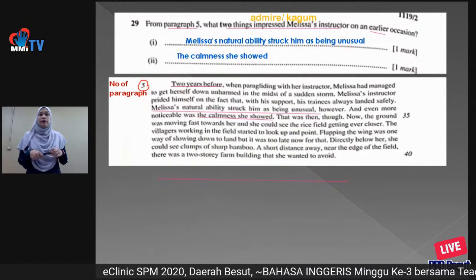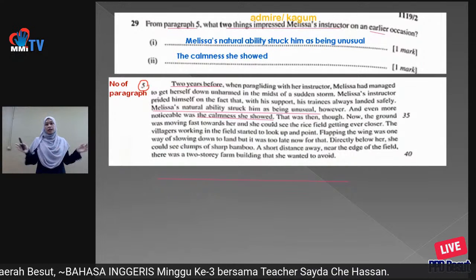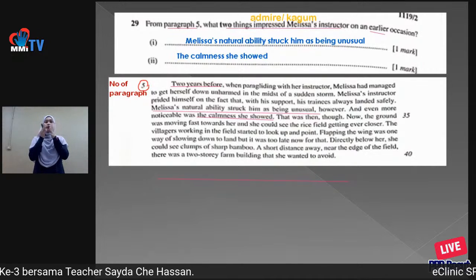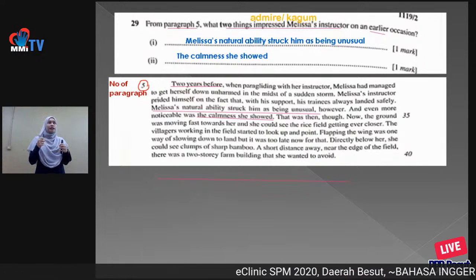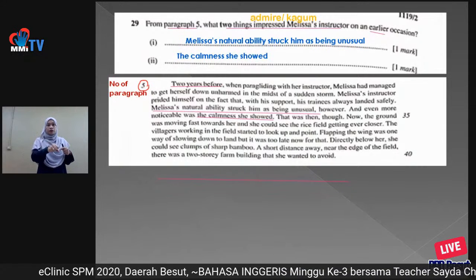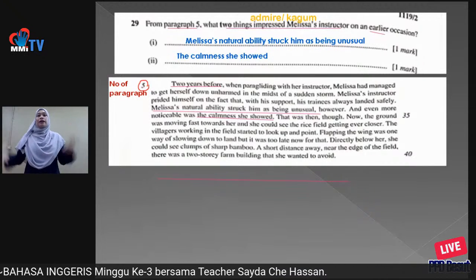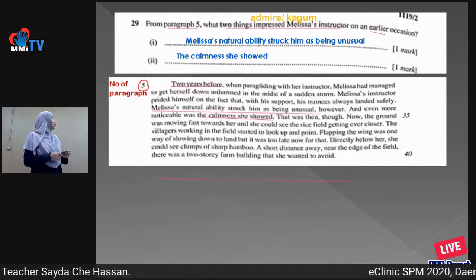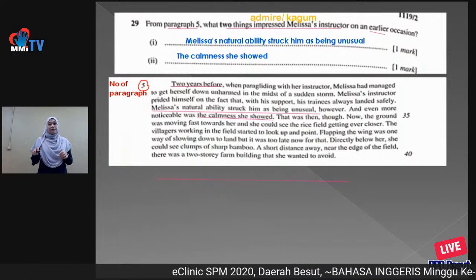And even more noticeable was. Okay, ada yang salin juga. And even more noticeable was. Okay, the whole sentence. Tak boleh juga, because the question asks you directly on the two things. So basically the question expected you to take out the answers only, the correct answers only. So basically it's natural ability and the calmness. Dua tu je. But if you copy from here, yang saya underline tu is still acceptable.